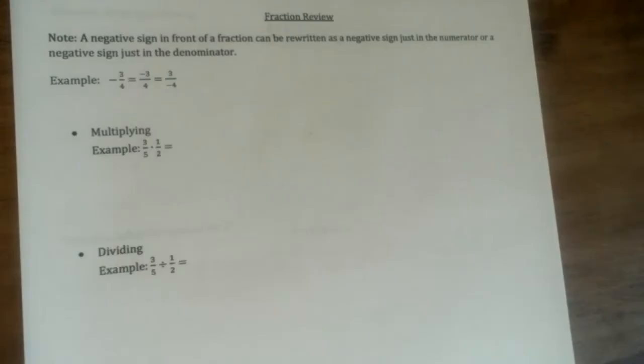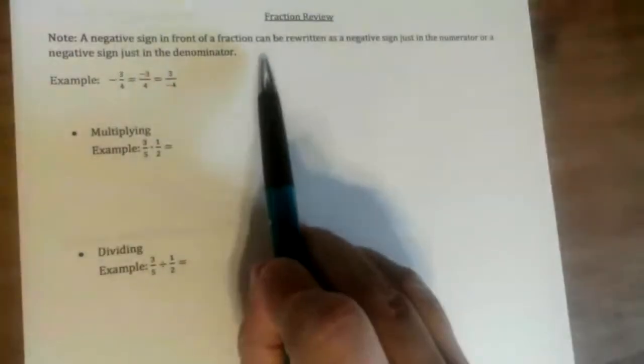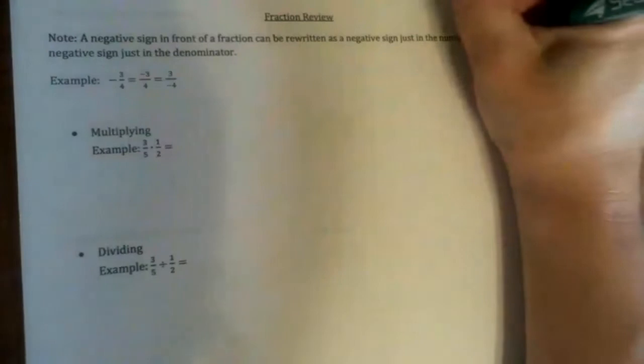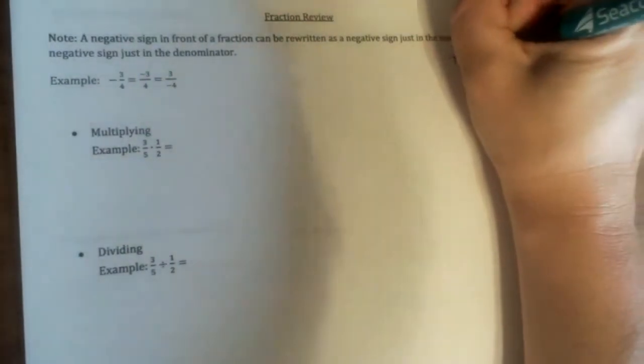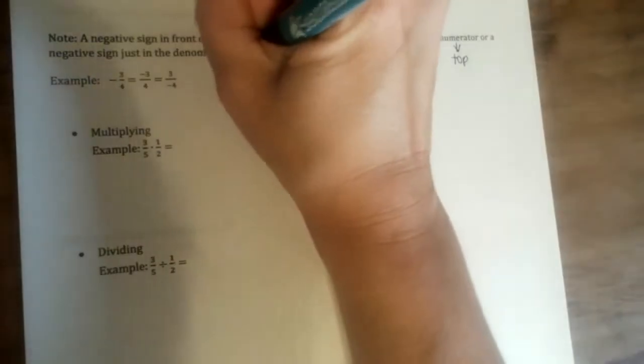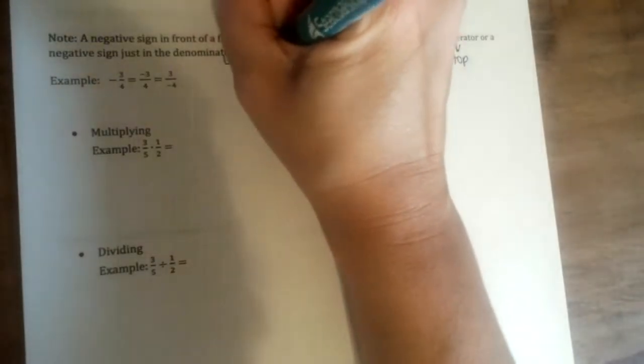So note, this is kind of important that we'll use down the road. A negative sign in front of a fraction can be rewritten as a negative sign in front of just the numerator. The numerator means the top of the fraction. Or a negative sign in front of just the denominator. The denominator is the bottom of the fraction. And that just helps us keep it organized.